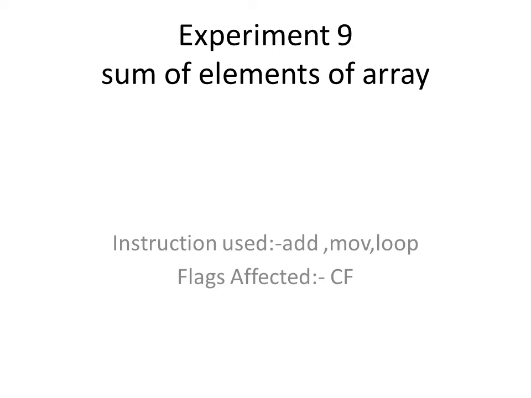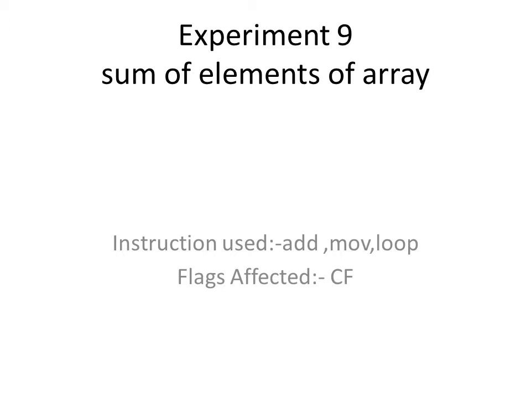Now we'll explore number 9, which is sum of elements of an array. It means we need to find the addition of elements which are present in the array, and whatever the addition is, we need to display that, we need to store that addition in a variable.